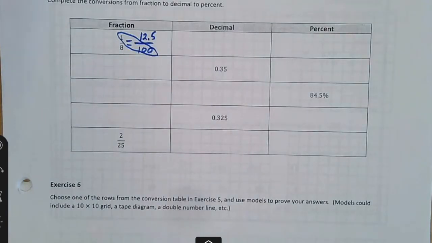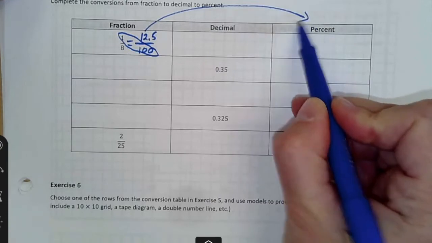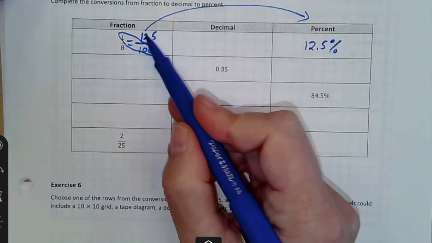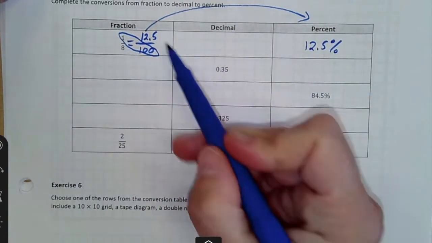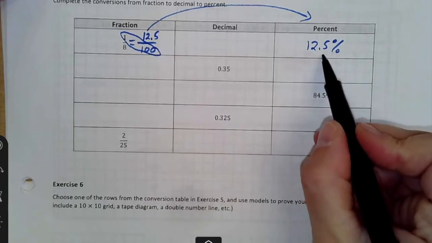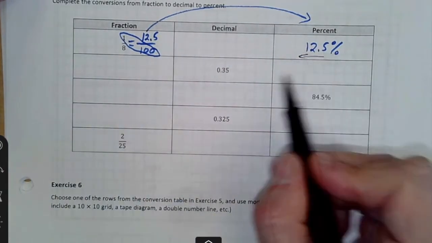So as a percent, that's pretty easy. That would be 12.5%. Why is it that? Because it's out of 100. Remember, percents are out of 100. Whatever that number is, that's your percent. As a decimal, I just move the decimal back 2 places.